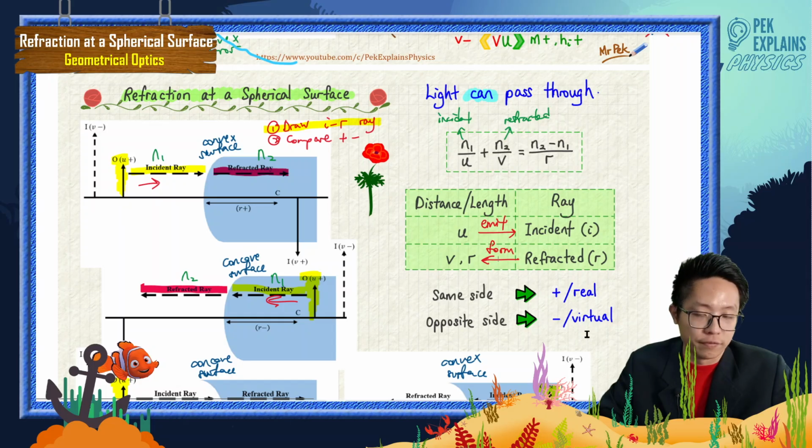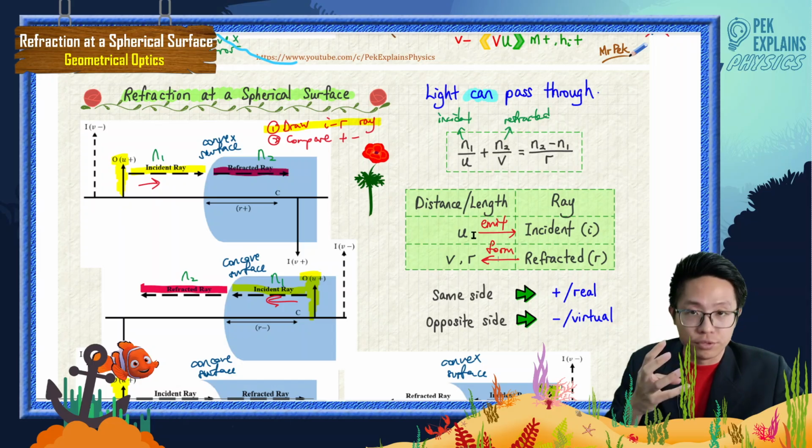U is negative. Similarly, if the image is on the same side as the refracted ray, it is positive and it is a real image. If the image distance is on the opposite side from the refracted ray, then it is negative and it is a virtual image. Understand? Okay. Now, how about the R? R is also the same. R is also compared with the refracted ray.